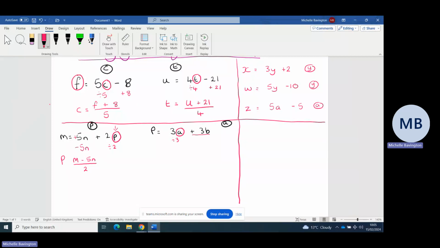Now this, I don't need to get rid of the letter. So this is going to be minus 3b, because I'm not getting rid of the letter. It's just A is the subject. Right, so now I'd have A equals P, 3 goes at the bottom. Divide by 3 minus 3b.